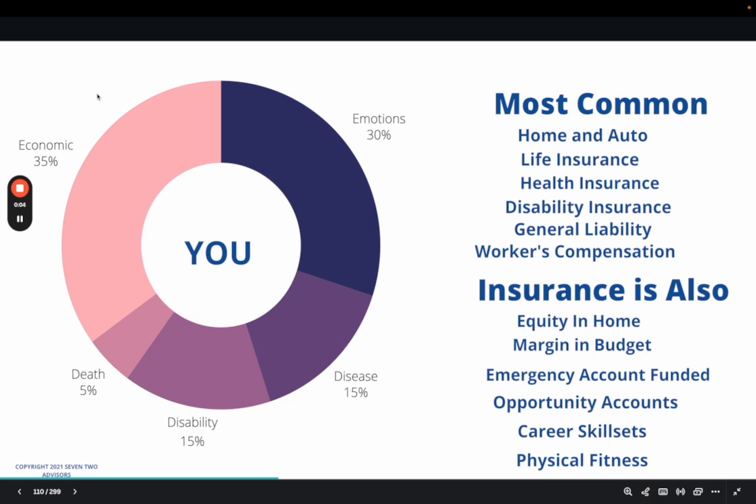Welcome back, and continuing to roll through the 12 steps order of operations, the asset protection chapter. So when we talk about risk management, asset protection, how and what are we protecting against? We immediately start thinking about insurance.